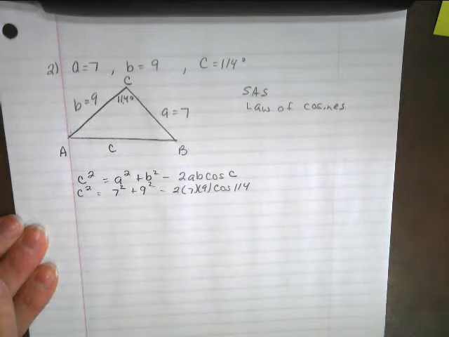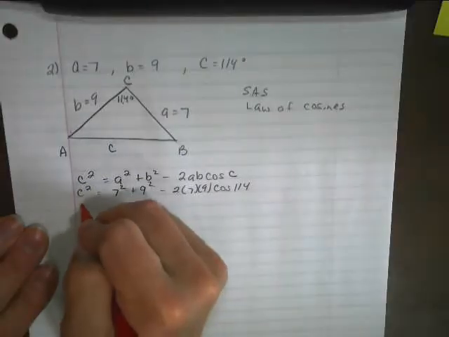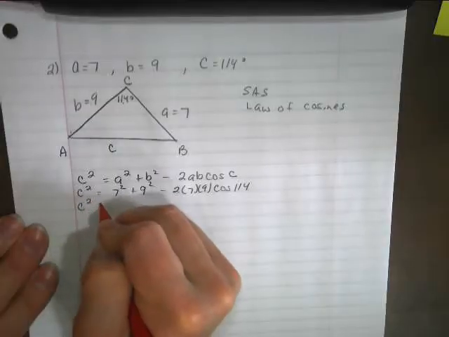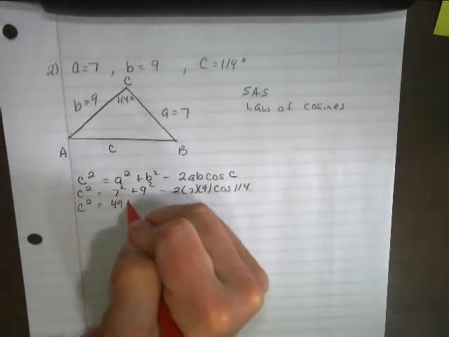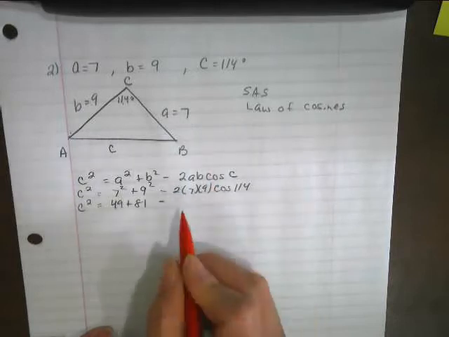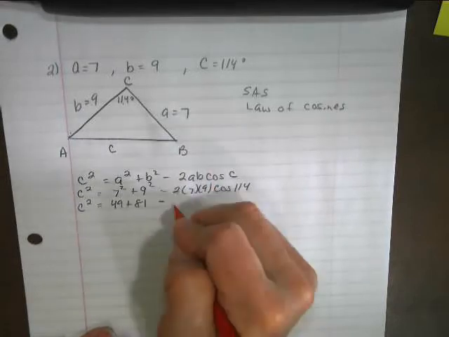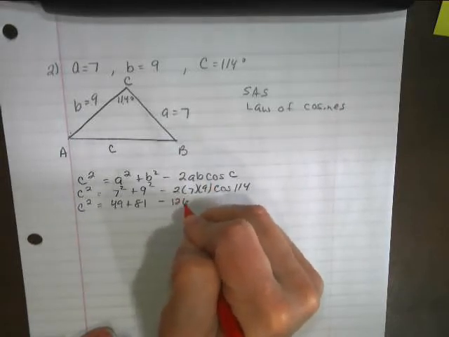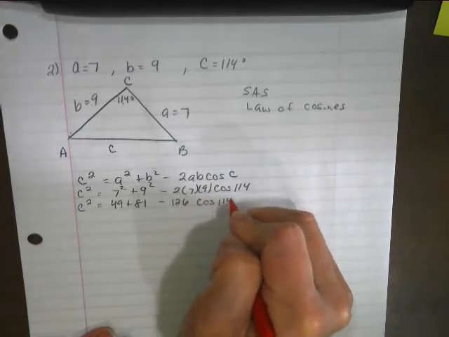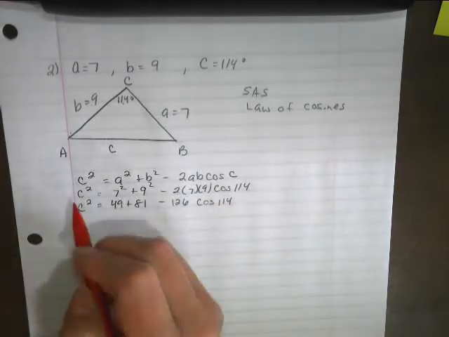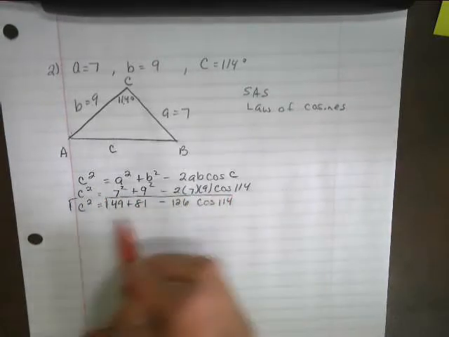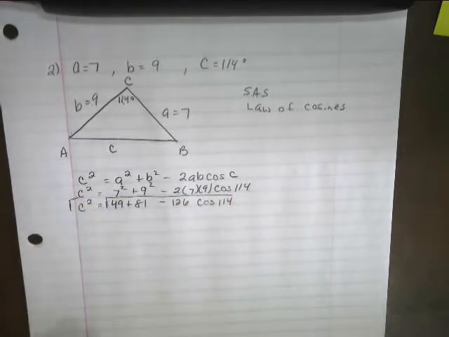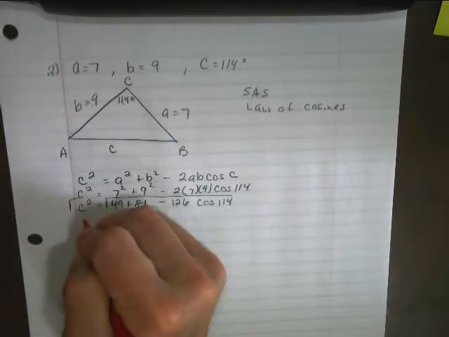I'm going to simplify just a teeny bit more here as we go through. So C squared is going to equal 49 plus 81 minus 2 times 7 times 9 is 126 times the cosine of 114. Then we're going to take the square root of both sides. Remember, when you take the square root, you get plus or minus, but we're talking about a side length, so we use the positive root.